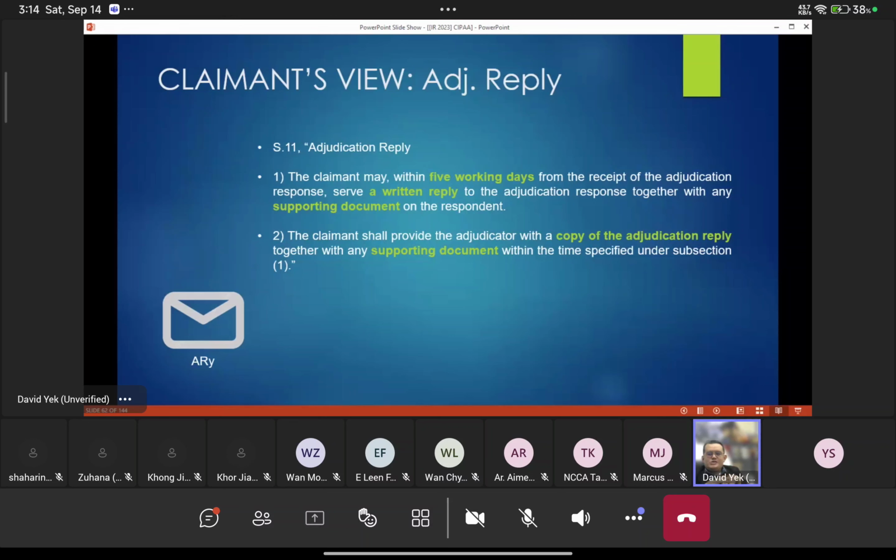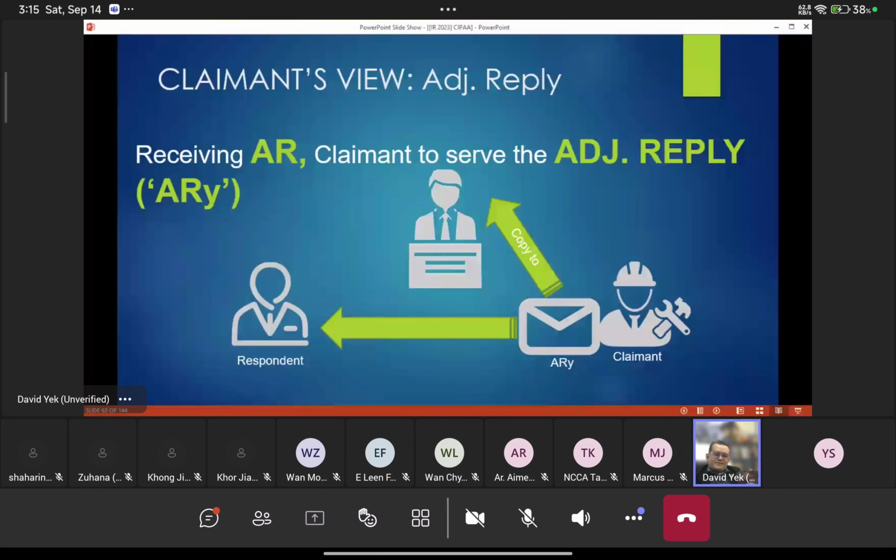This is called the adjudication reply. You start with the adjudication claim, then the adjudication response, and now it is the adjudication reply. In this adjudication reply, I get 5 working days to serve after I receive the adjudication response. When I serve this, I serve it to the respondent, with a copy to the adjudicator.